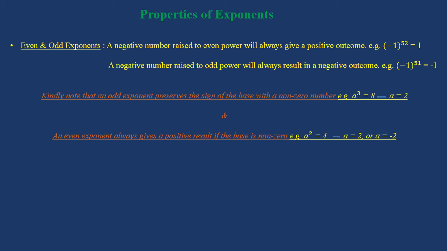Now kindly note that an odd exponent preserves the sign of the base with a non-zero number. For example, a power 3 is equal to 8, which means a is equal to 2. And an even exponent always gives us a positive result if the base is non-zero. For example, a square is equal to 4, and a is equal to 2, or a is equal to minus 2, right?